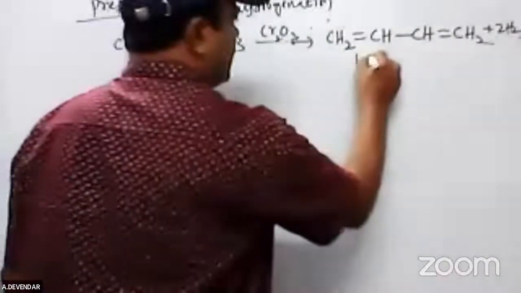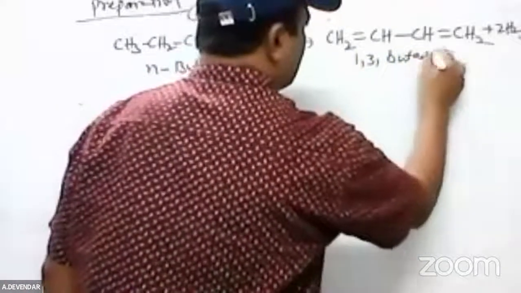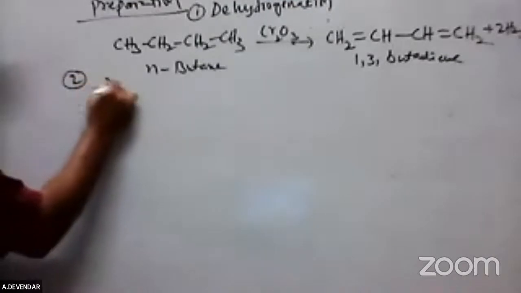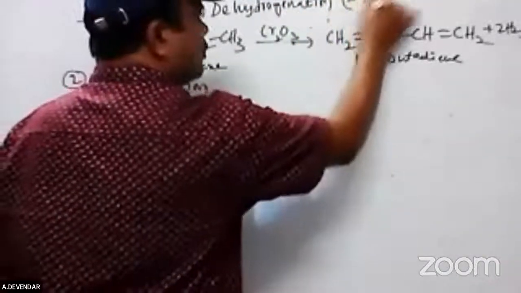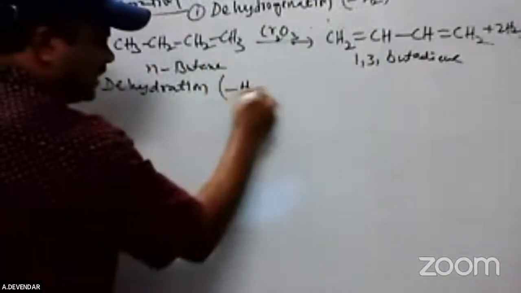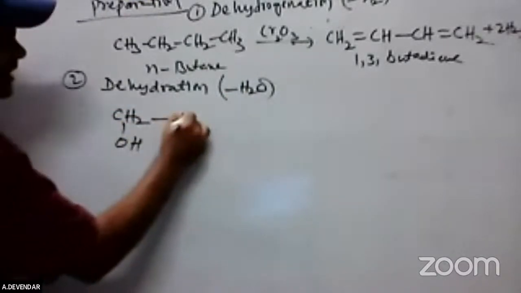This is 1,3-butadiene. So this is about the dehydrogenation, and there is also dehydration. The second preparation is dehydration. Dehydration means removing of a water molecule. Dehydrogenation means removing of hydrogen atoms. Here we remove water molecules.